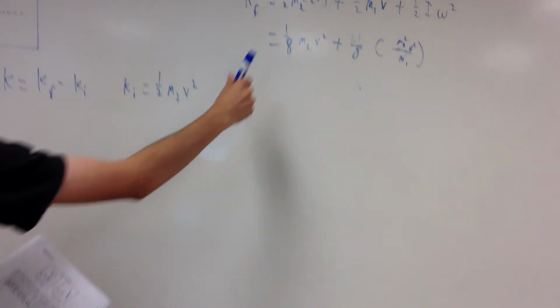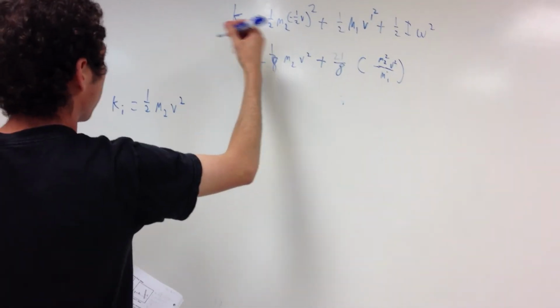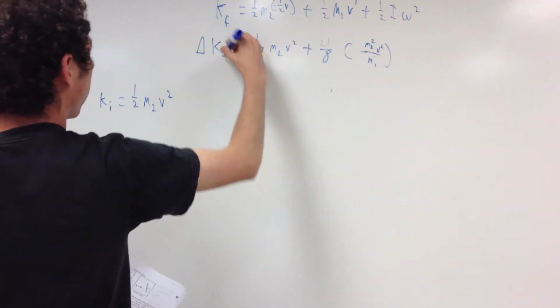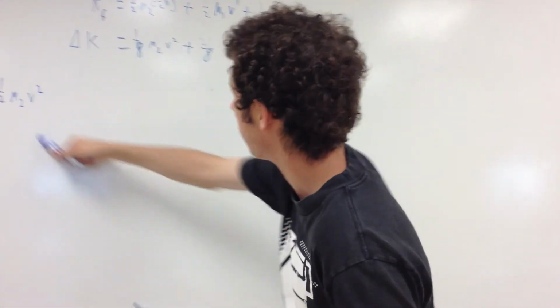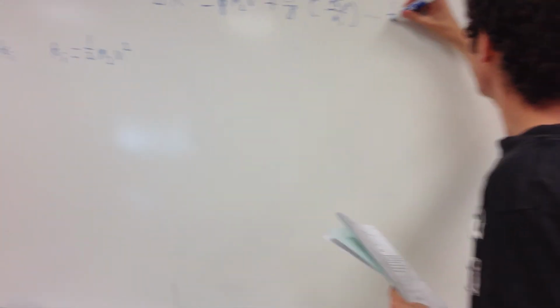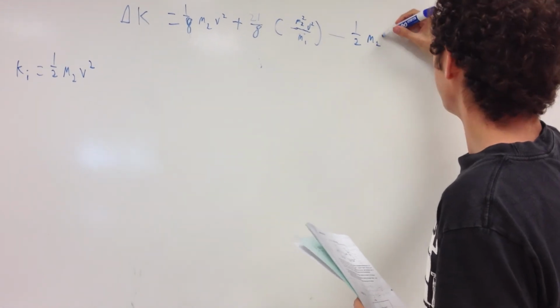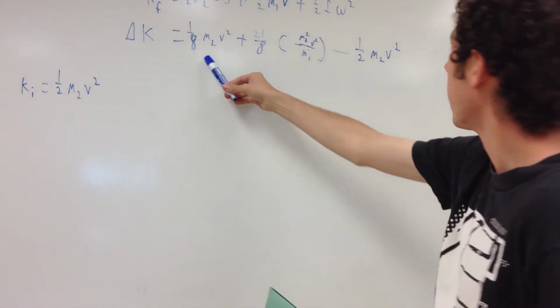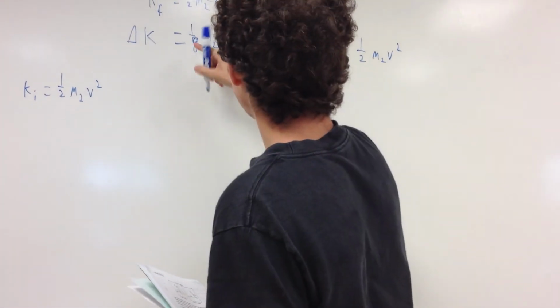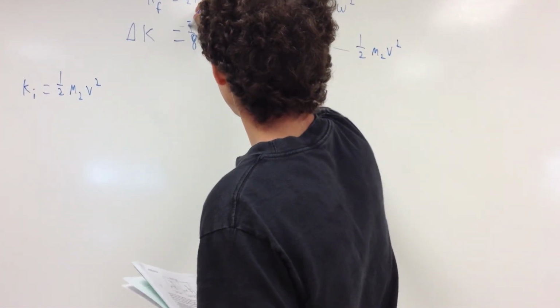So if I want to change this into my change of K, that's going to have to be K final minus K initial. And my K initial from over here is going to give me 1 half m2 v squared. These two are in the same term, so 1/8 minus 1 half is going to give me negative 3/8.